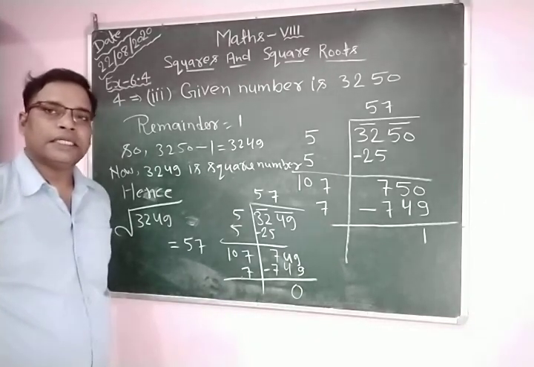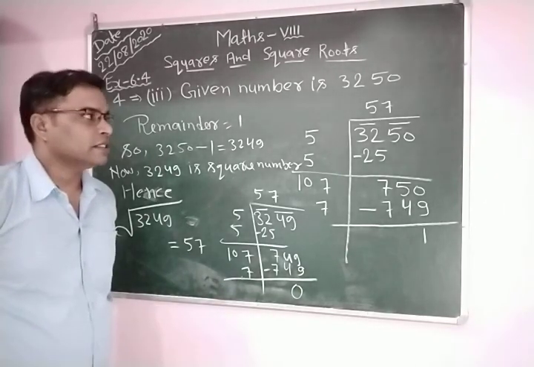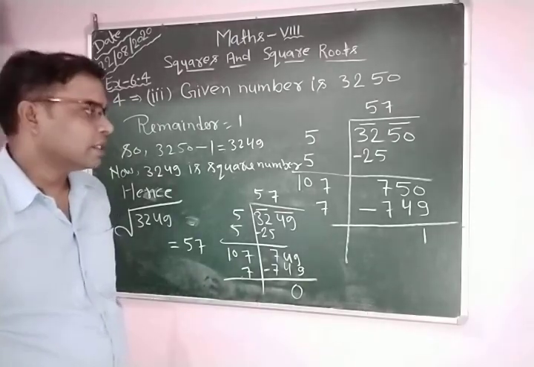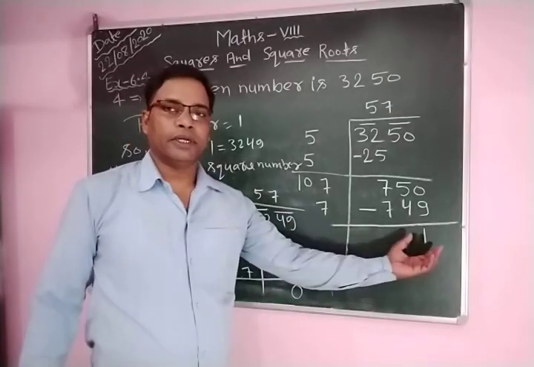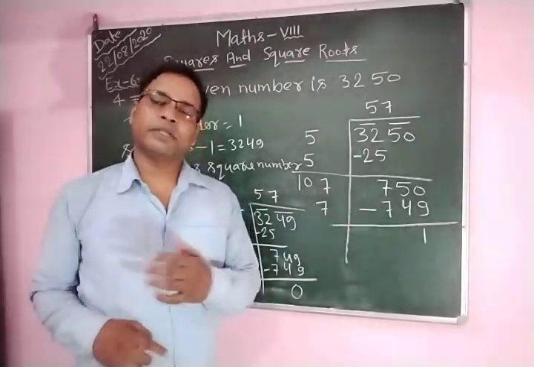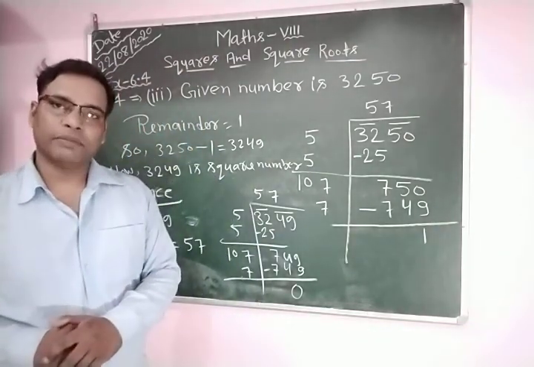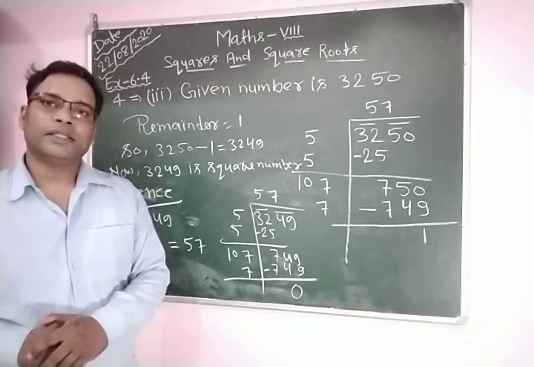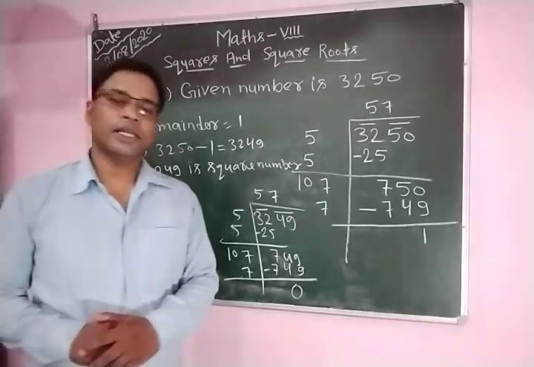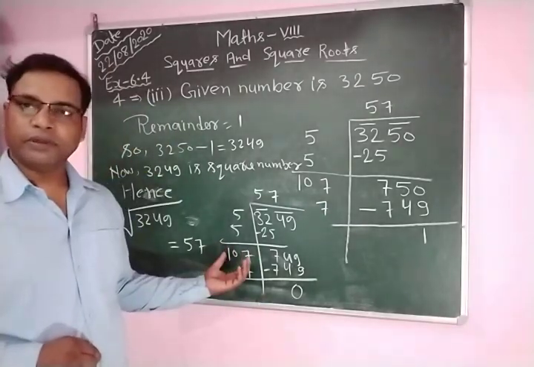So students, I hope all of you understood this question, how to find the least number to subtract to get a perfect square. For this, first you find the square root of the given number and also find the remainder. If you subtract the remainder from the given number, then you obtain the square number. After this we find the square root of this number by the long division method.